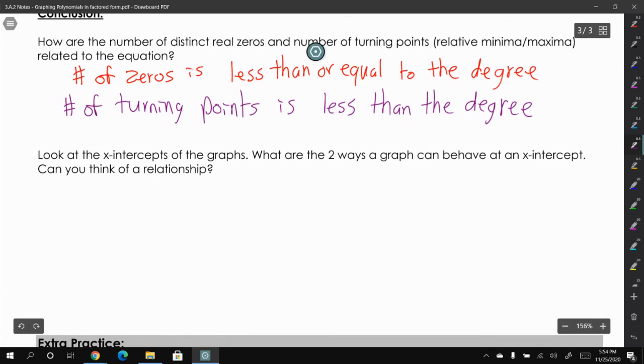Then if we look at the x-intercepts, what are the 2 ways that a graph can behave at the x-intercept? Can we think of a relationship?